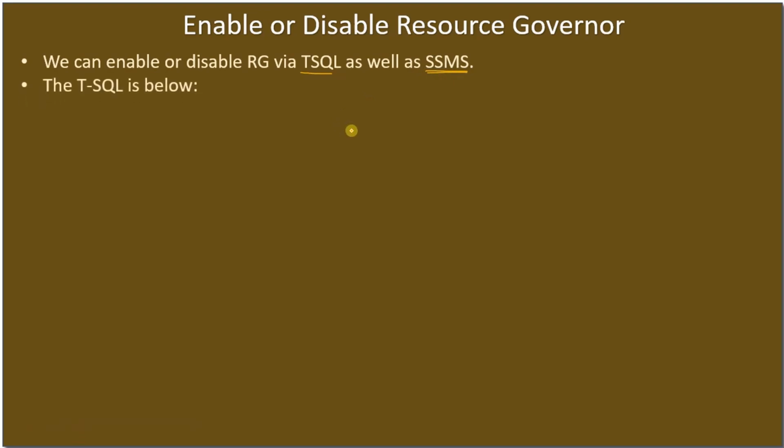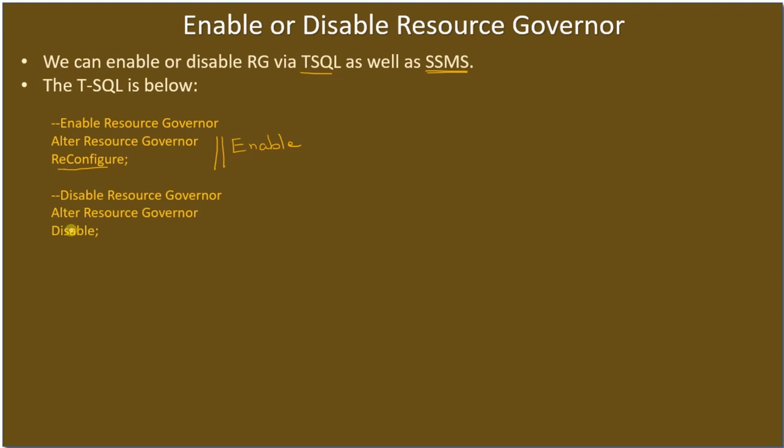So the TSQL is given below, and to enable resource governor, we have to run the below statement, alter resource governor reconfigure. This will enable it. There is no separate keyword which states enable, so we will simply state alter resource governor reconfigure and it will enable it.